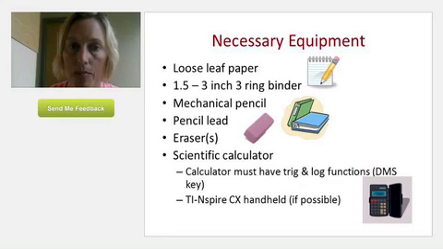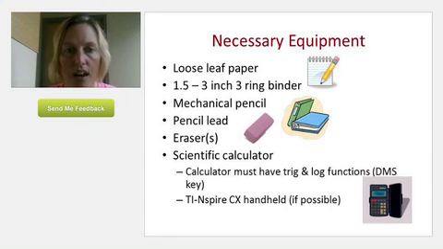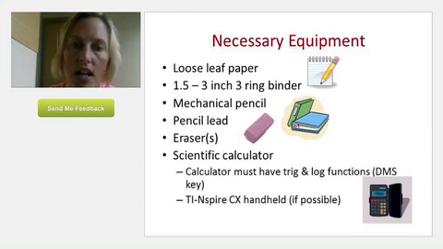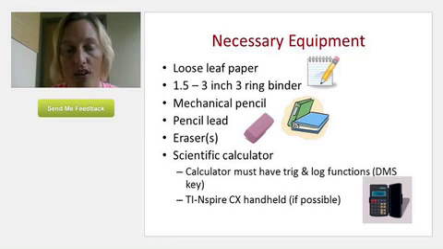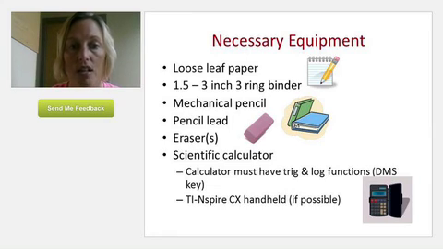You need to have loose leaf paper, a 3-ring binder, a mechanical pencil, pencil lead, and erasers. You definitely need a scientific calculator. We would like you to have one that has log and trig functions. It'd be great if you could buy the TI Inspire CX handheld. I don't have one myself, but if you can purchase it, it would be great. Otherwise, another option is that Mr. French will teach you how to download some apps onto your phones that will make it a graphing calculator.